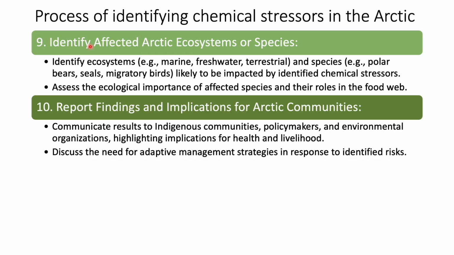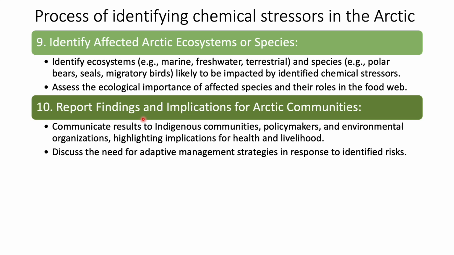Then once we know exactly that some particular area is affected, that is how we identify the affected areas. So maybe it is a marine area or freshwater or terrestrial area, or it may be species like polar bear, seals, migratory birds or something. So whatever is impacted, we need to identify them and then assess the ecological importance of affected species and their roles in the food web.